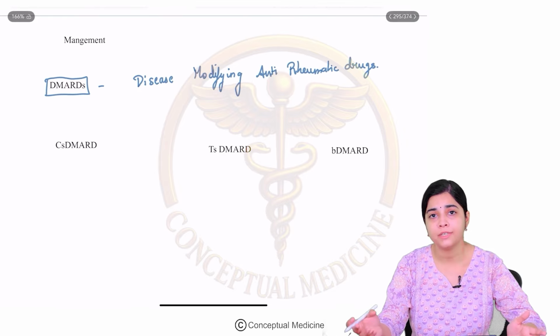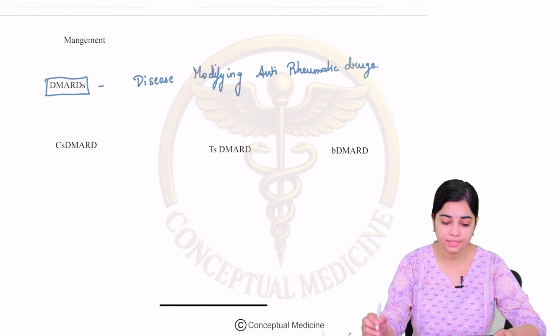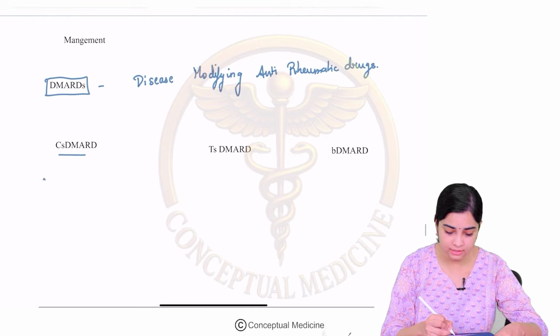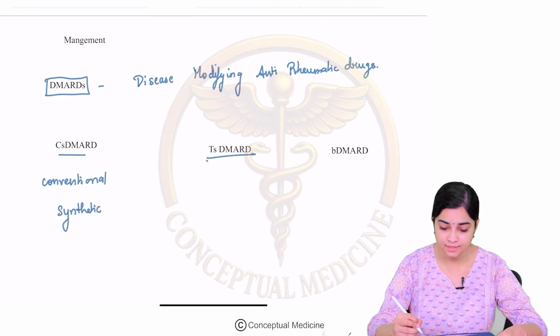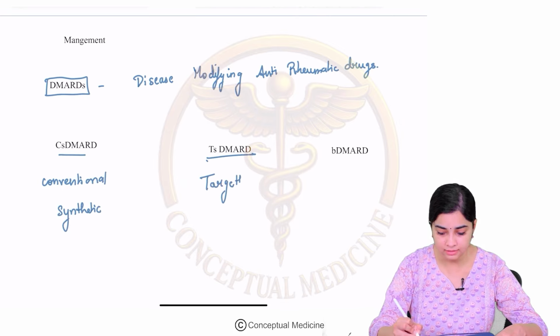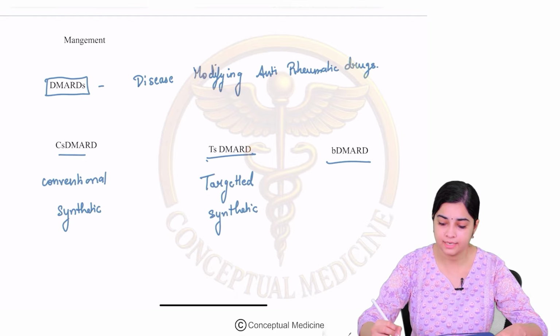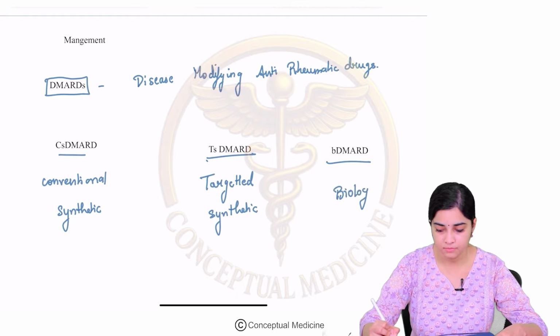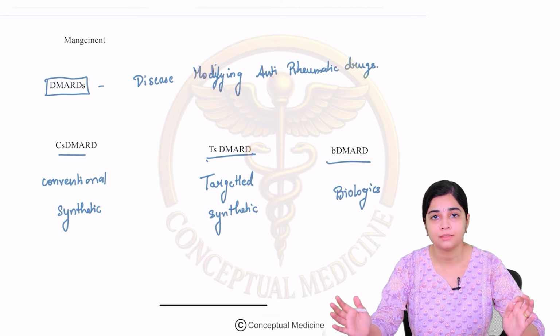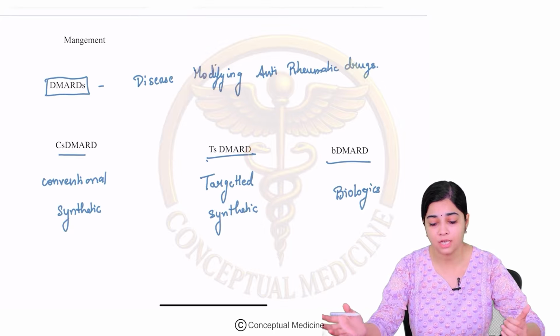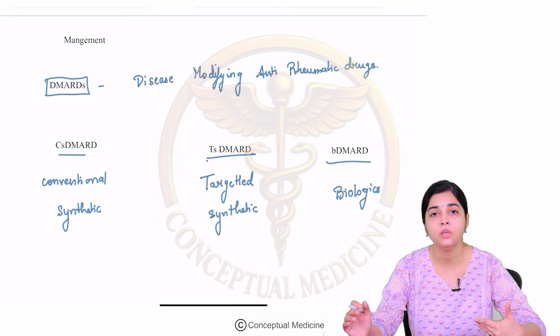So now with the advent of newer drugs, DMARDs are classified into 3 types. So we have CS DMARDs, which are conventional synthetic DMARDs. Then we have TS DMARDs, which stands for targeted synthetic DMARDs. And B stands for biologics. Okay, so rheumatoid arthritis management mainly is brought about by 3 groups of drugs. So we have the conventional drugs, then nowadays we have targeted drugs and biologics, which are the newer drugs in the armamentarium for the treatment of rheumatoid arthritis.